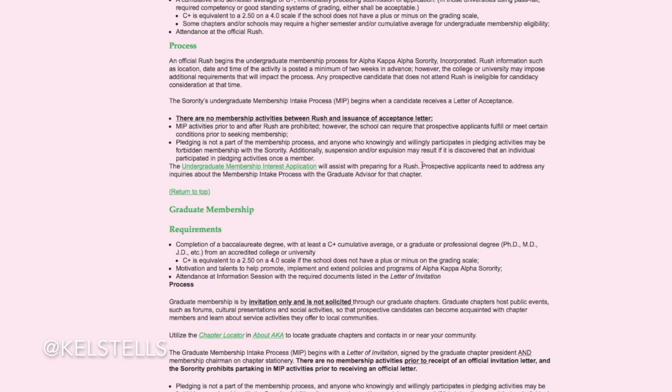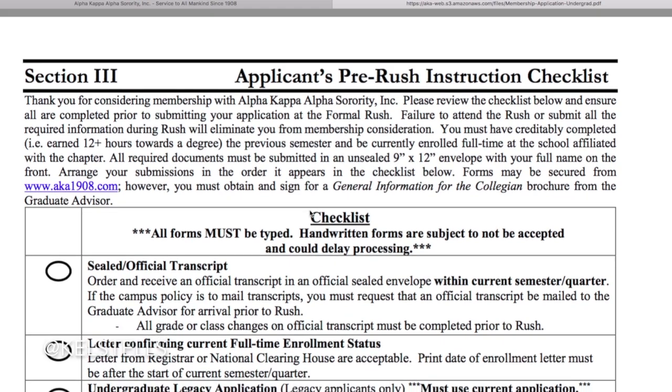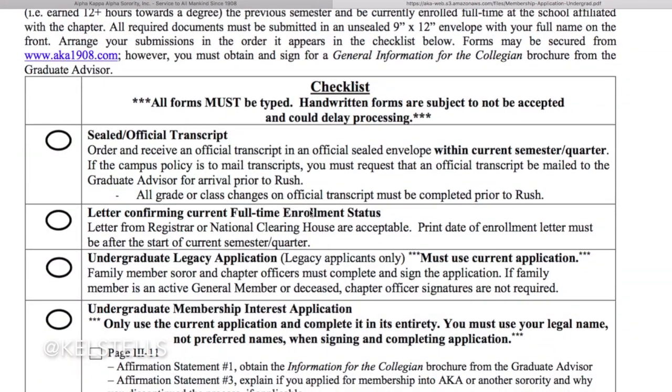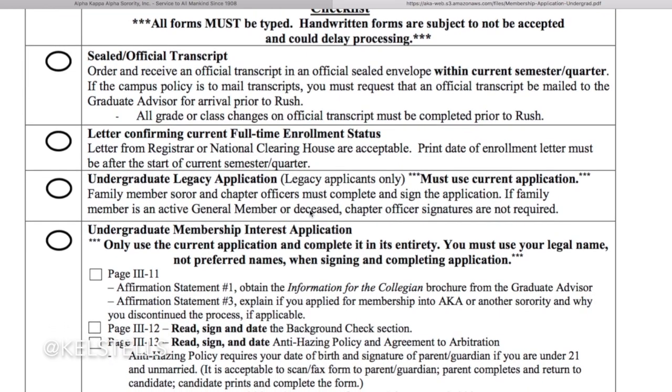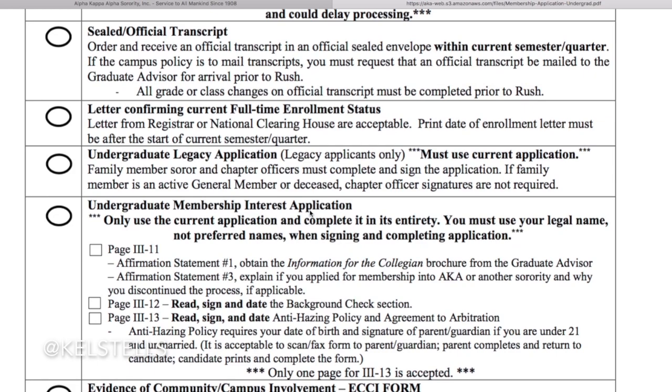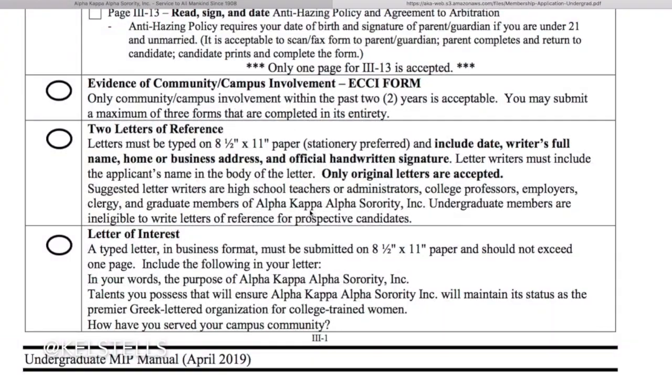If you ever have any questions about the verbiage on the website, you can always contact the organization, but I'm just highlighting some tidbits that I think are important or that you should consider. One thing I want to point out is the undergraduate membership interest application that you can click on. It's really helpful if you're just looking for something to use as a reference. You see they have an applicant pre-rush instruction list that you can use with some little things to check off on there that I think would be really helpful for anyone who is just looking for more information, or if you're a nerd like me and just like to do a little more research. I think this would be a helpful resource for you.